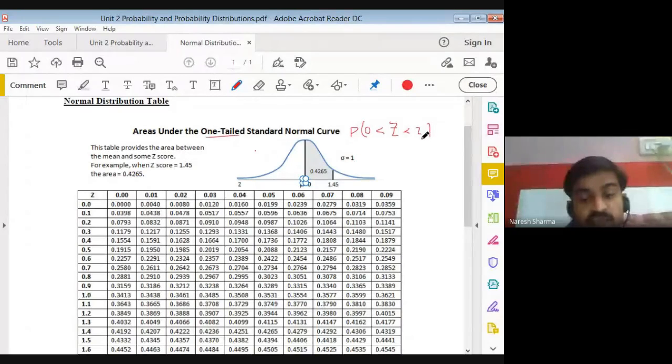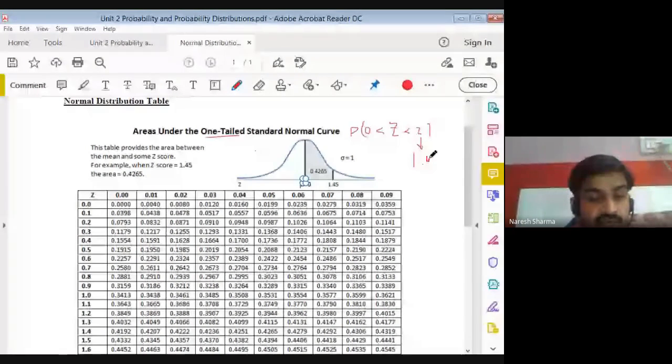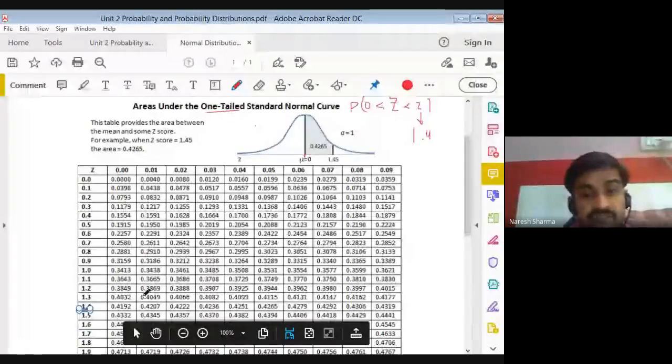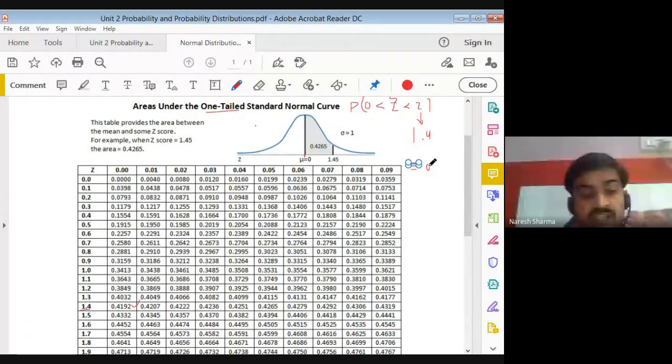Suppose you would like to find the value at 1.4. You just need to look at 1.4 here, and at 0 you get the result, which is the probability from 0 to 1.4, right? All calculations given in this table start from 0 to z. Keep in mind that all values start from 0. This is important here.